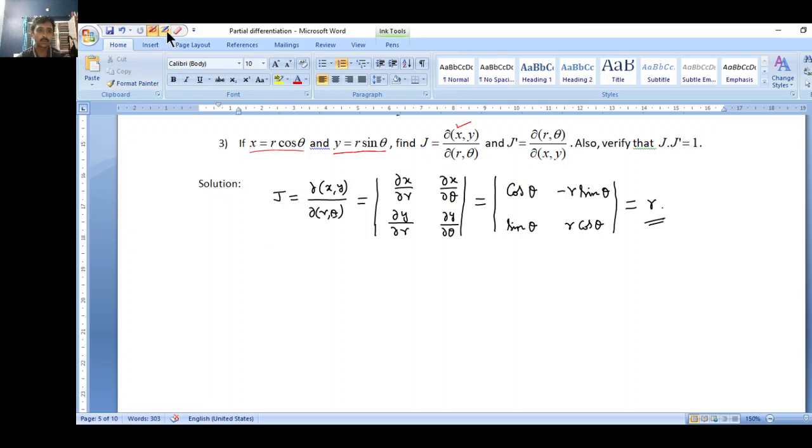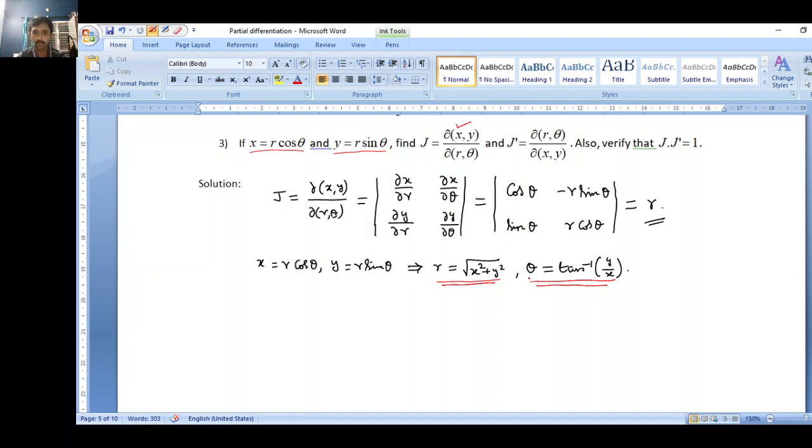So if you can recall, then it is very easy to see that if x is r cos theta and y is r sin theta, then squaring and adding will give you r to be equal to root of x square plus y square, and dividing one expression by the other is going to give you theta as tan inverse of y by x. So this is the expression for r, and this is the expression for theta in terms of x and y. Without these two expressions, you will not be able to proceed further to find J dash.